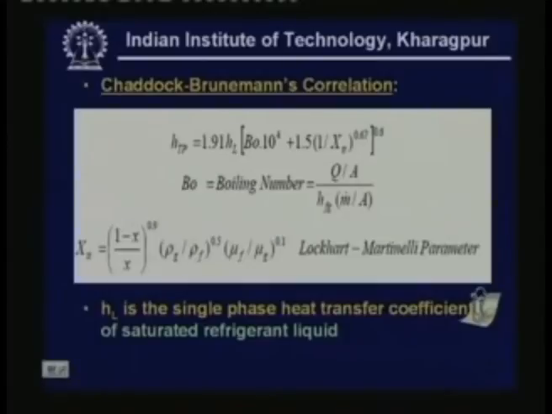There is another correlation called Chadok and Brunman's correlation. HTP is the flow boiling coefficient. HL is the single phase heat transfer coefficient of the saturated refrigerant liquid. BO is the boiling number, given by Q by A divided by Hfg into m dot by A, where Q by A is the heat flux, Hfg is the latent heat of vaporization, and m dot by A is the mass flux. XTT is what is known as the Lockhart and Martinelli parameter, defined here. In XTT, the small x stands for the quality, rho g and rho f are the saturated vapor and liquid densities, and mu f and mu g are the saturated liquid and vapor viscosities. So this is one of the correlations used for flow boiling of refrigerants.